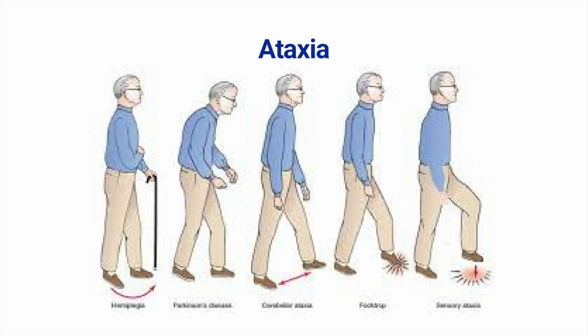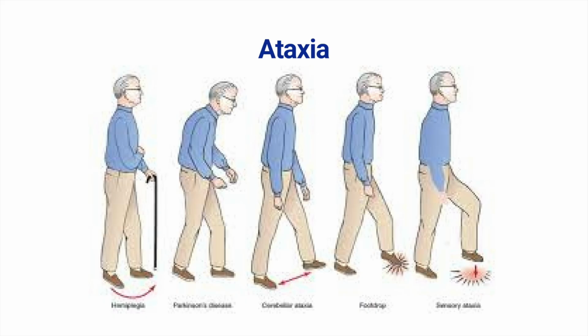Okay, so ataxic gait highlights the importance of tailoring orthotic intervention to the underlying neurological condition rather than applying the same design strategy to all gait deviations.